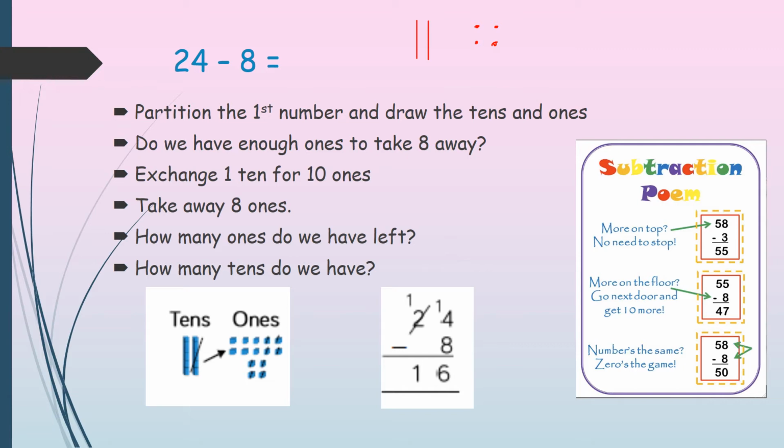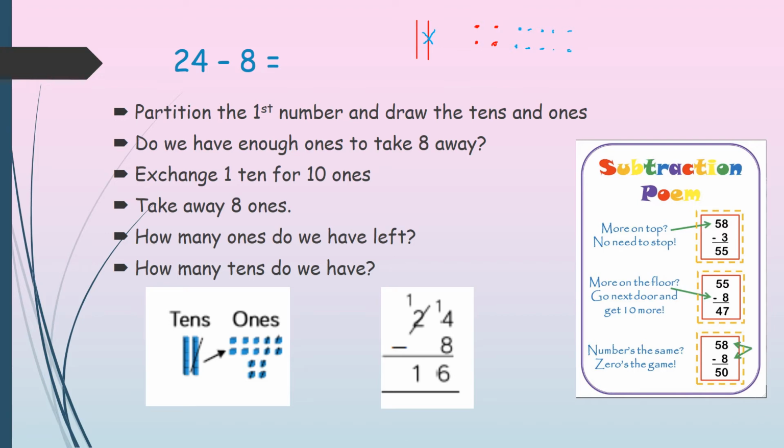So this is where it tries to trick us and where our poem comes in: more on the floor, go next door and get 10 more. So I'm going to cross out one of my 10 sticks and I'm going to swap it for 10 ones. So I'm still starting with the same number, it's just represented in a different way. Instead of having a 10 stick, I've got 10 ones.